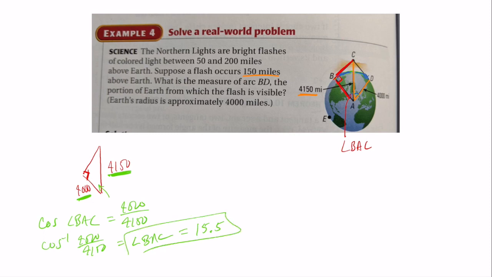And I get angle BAC is 15.5 degrees. And again, that's only this side. So I just need to double that. So if I just do times 2, I get about 31 degrees. And that is that. So BD is about 31 degrees. So if you're standing on that 31 degrees of Earth's surface, you should be able to see the northern lights. And if you're not, then you won't be able to, because you'll be beyond the horizon.